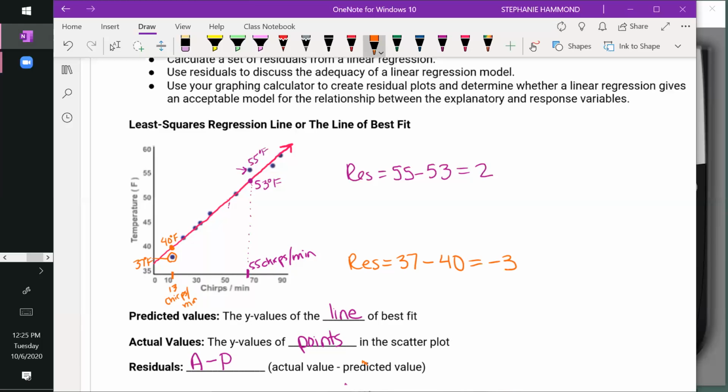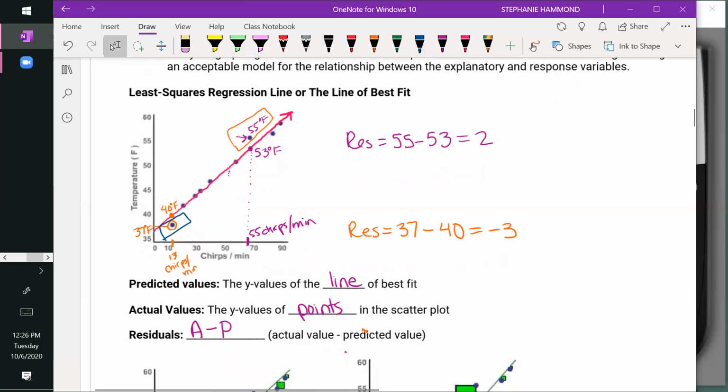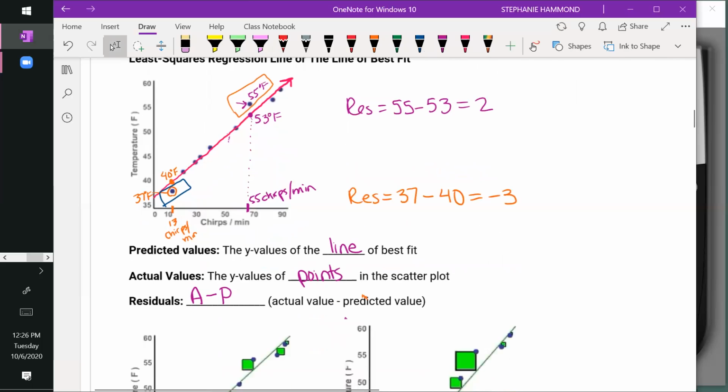In fact, if you notice, when our residual was positive, it's because our point of our scatter plot was above the line of best fit. When the point in our scatter plot was below the line of best fit, we got a negative residual. So if your point is below the line of best fit, your residual will always be negative. If it's above, your residual will always be positive.